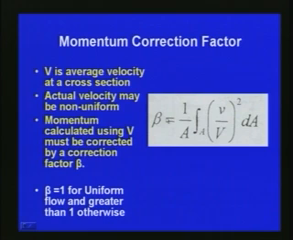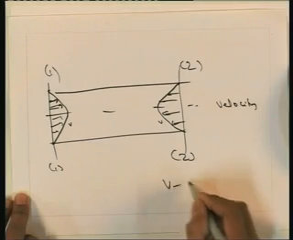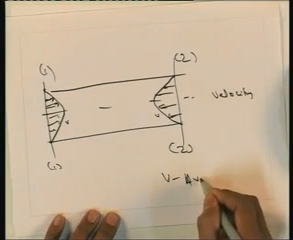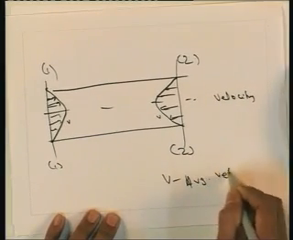As we have already seen in the case of the energy correction factor, in a very similar way we can derive this momentum correction factor beta as beta is equal to 1 by A integral of (v by capital V) all squared dA, where capital V is the average velocity and small v is the velocity at any section which we consider, as shown here.